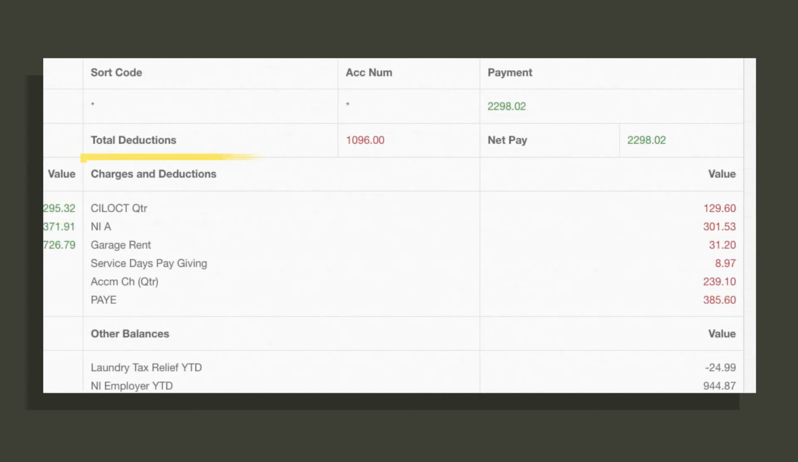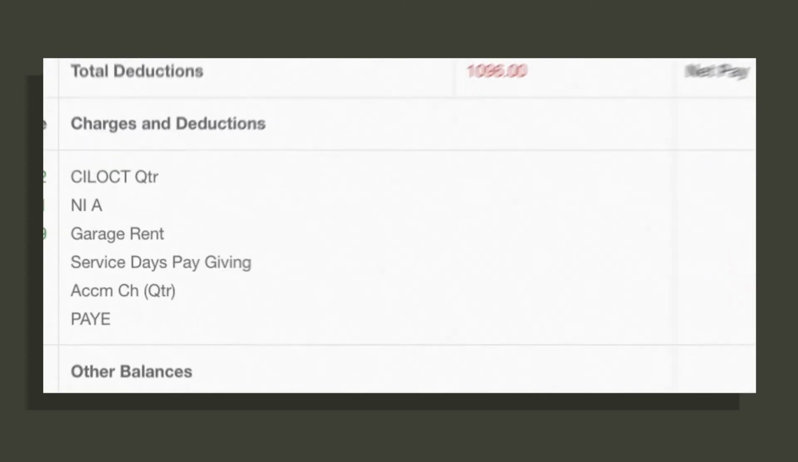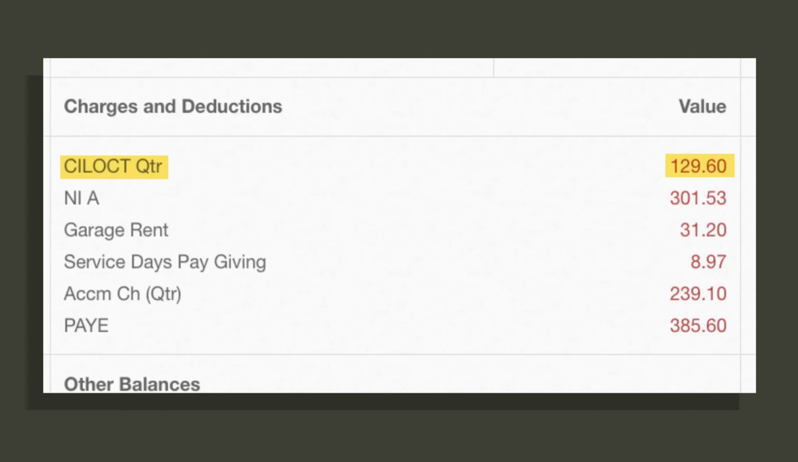Then next to that we have charges and deductions. This is where you can see what and how much is taken out of your pay before it hits your bank. Going down mine, the first one is CLOT. This is contribution in lieu of council tax that I pay for my accommodation. Then it's my national insurance contribution payment and then my garage rent.